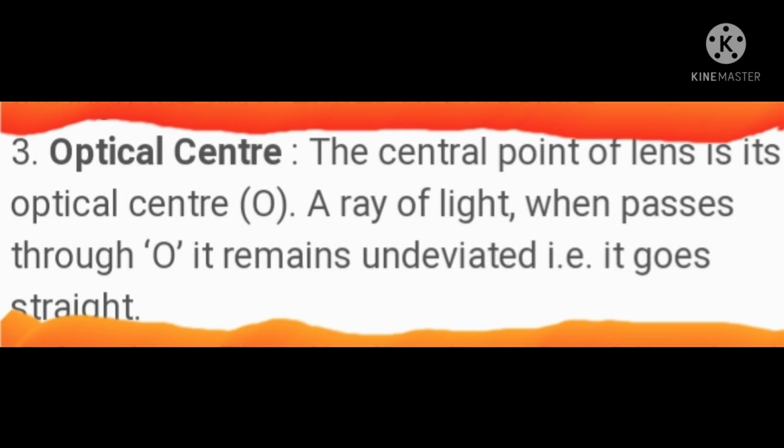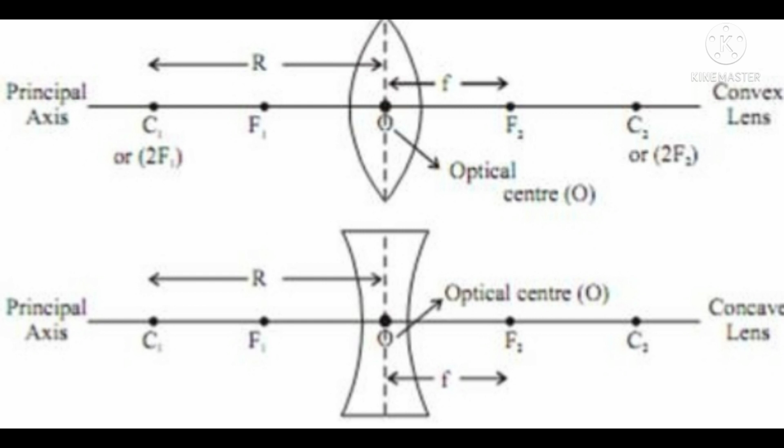Number 3, that is the optical center. What is optical center? The center point of the lens is its optical center. The middle point of the lens, either convex or concave, we call the optical center, and it is represented with O. A ray of light that passes through O remains undeviated, it goes straight. It neither converges nor diverges.